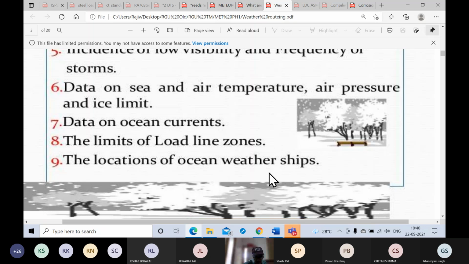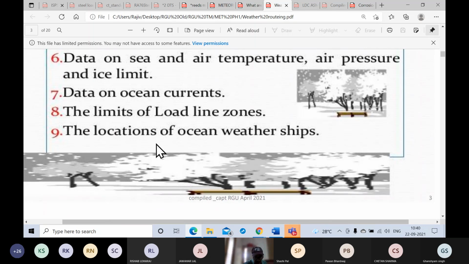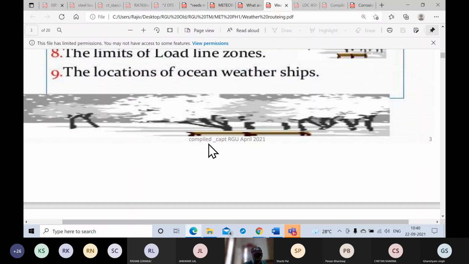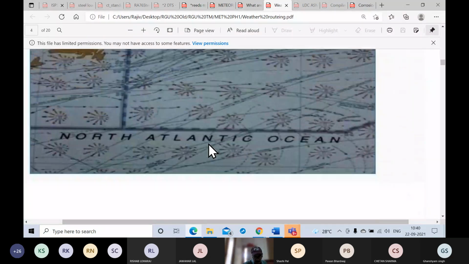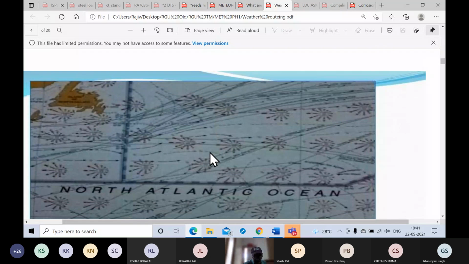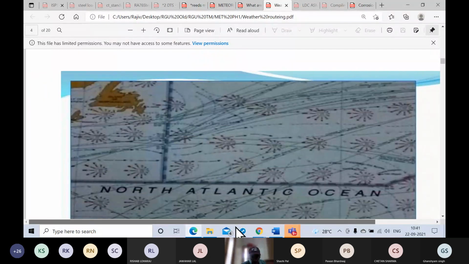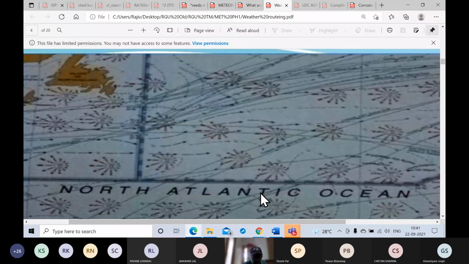Specialized ships keeping track of weather and transmitting data are also located on these monthly routing charts, which are called weather ships. This is one example. These are the wind roses from where you can gather what kind of weather to expect. Suppose you're transiting like this, then you know what kind of weather and how frequent the wind forces of force so and so are.